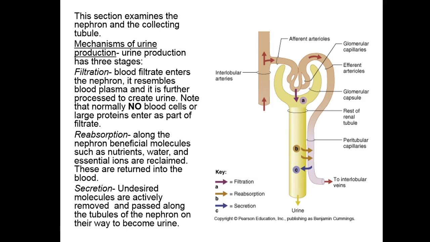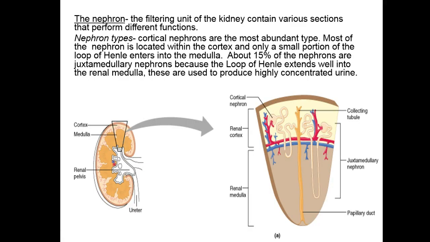And we'll spend basically the rest of the teaching times breaking that down in a little bit more detail. Two types of nephrons you have, depending on where they're found. You have cortical nephrons. They are the most abundant type. As a matter of fact, about 85% of your nephrons are cortical, and they are so named because of where they're found. They're found in the cortex.